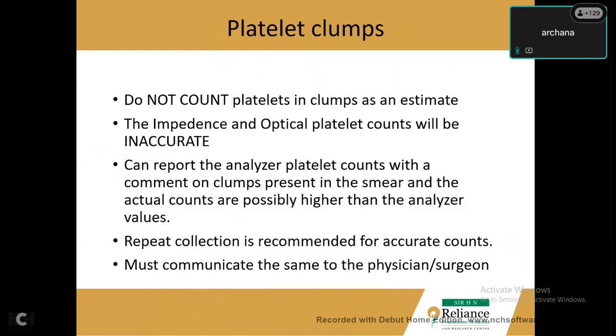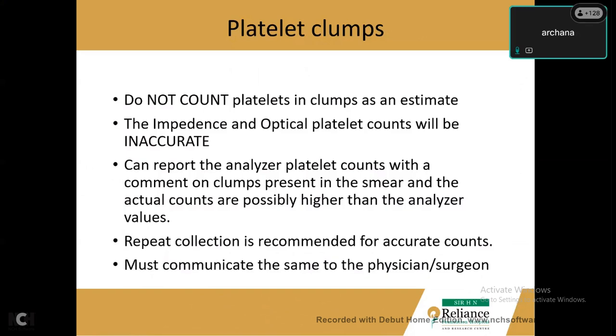And what are the do's and don'ts for platelet clumps? So never try to count the platelets in a clump and give an estimate to your desperate physician who is asking you or pressurizing you to just give me a vague platelet count. Do not try doing that, because there's too much of counting bias. It's going to be extremely subjective, and you may not be giving a true picture to your physician.